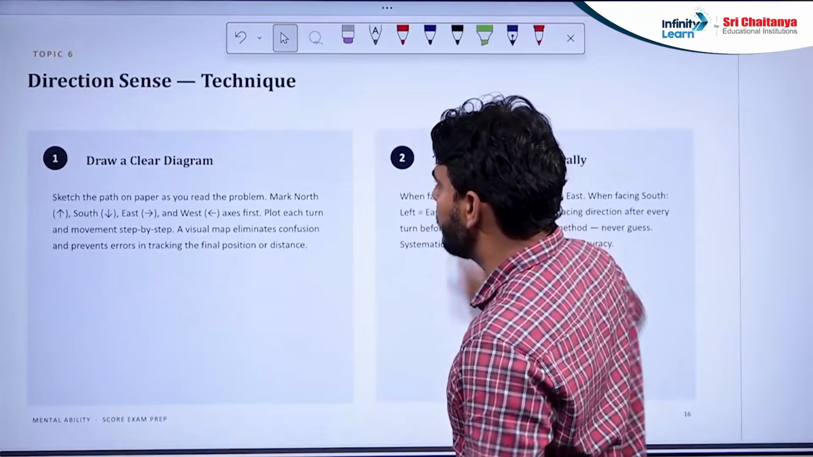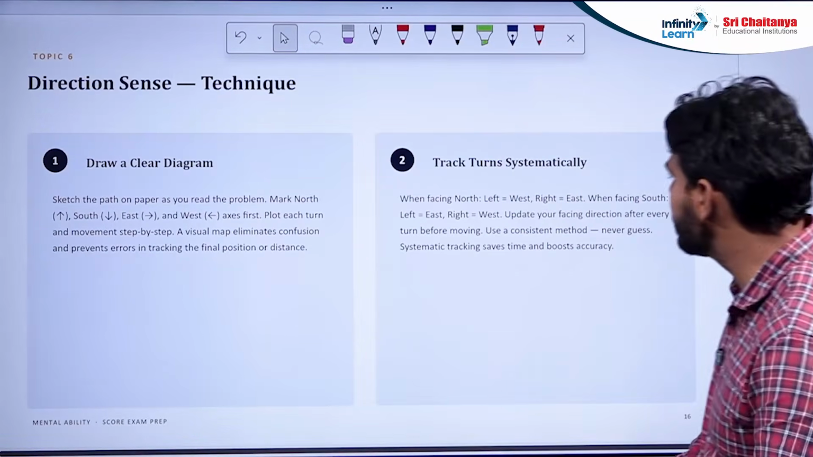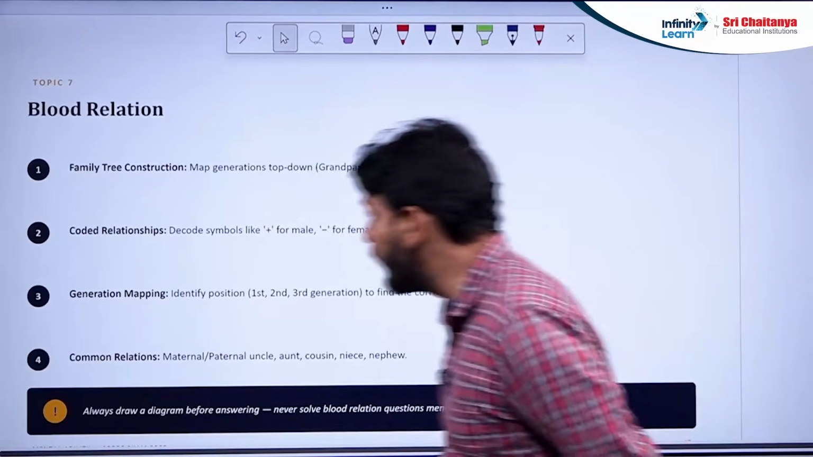Okay, so the next slide is about, like I have told you, direction sense techniques. I will teach you about these things in detail only. So let us now see our next chapter. The next chapter is blood relation.